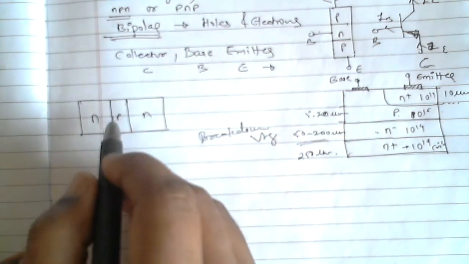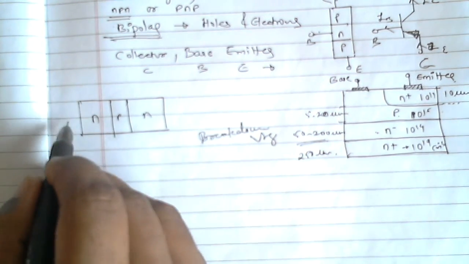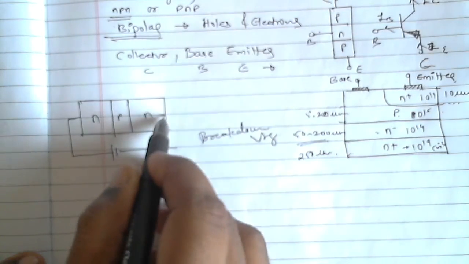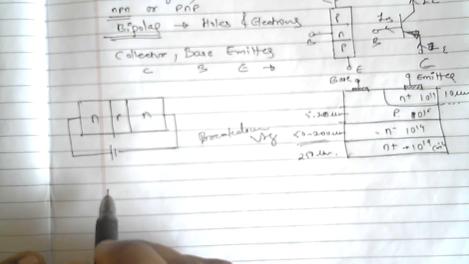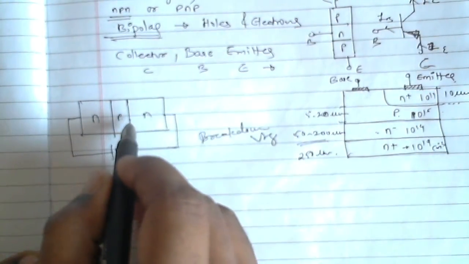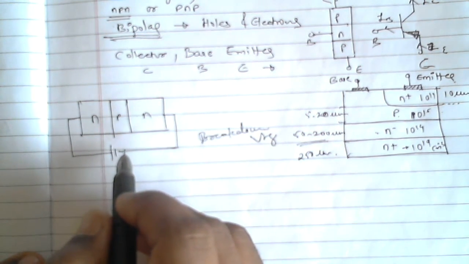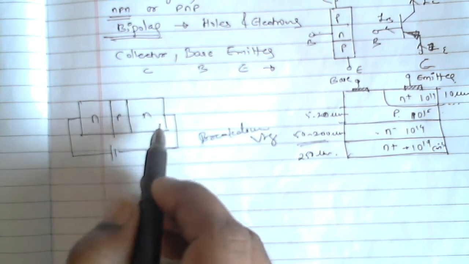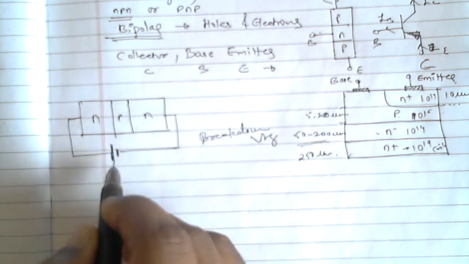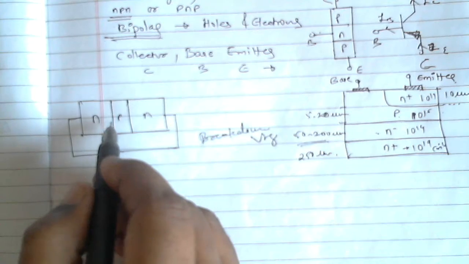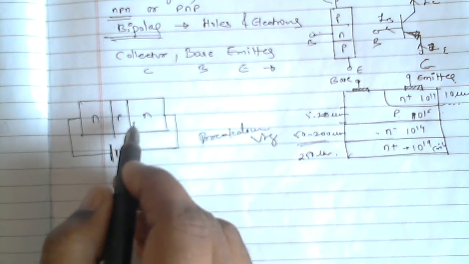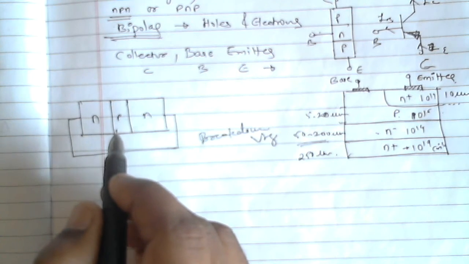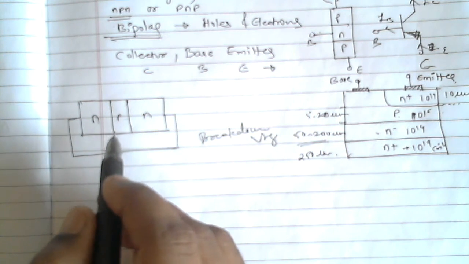Now, in the general case, what we do, we give supply like this. So what will happen? This PN junction will be forward biased, and the NP junction is not forward biased. Whatever polarity you give, if you reverse the polarity, then this PN junction will be forward biased and this NP junction will be reverse biased. So anyhow, out of two junctions, one junction is always forward biased, one is always reverse biased.